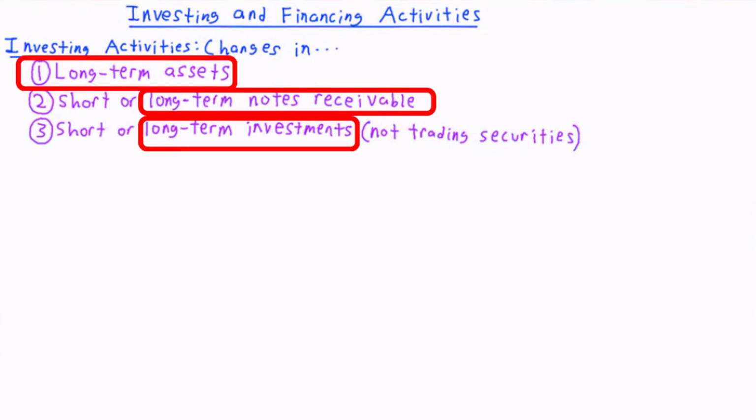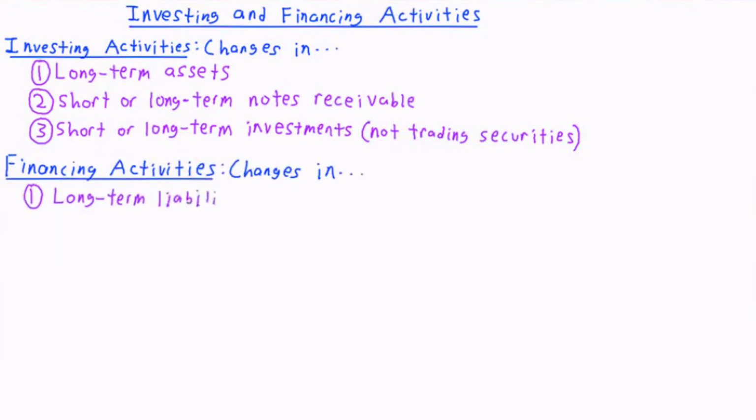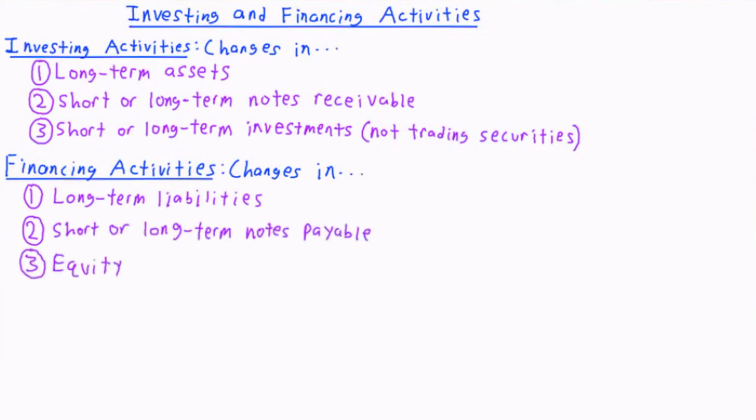are also included. As for financing activities, the easiest way to break them down is to look for cash related to changes in 1. Long-term liabilities like bonds payable, 2. Short or long-term notes payable, 3. Equity like cash dividends or cash received from issuing stock.